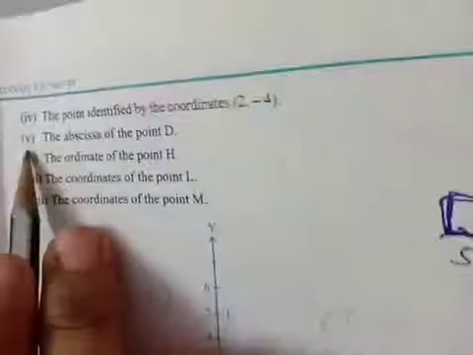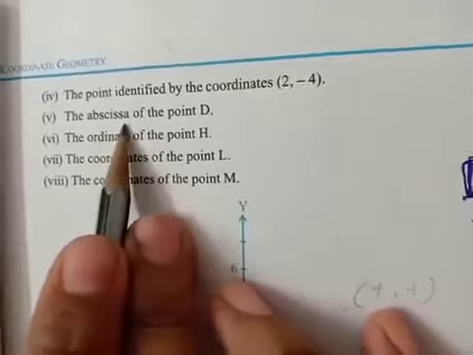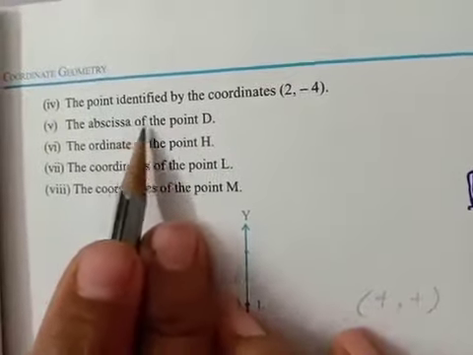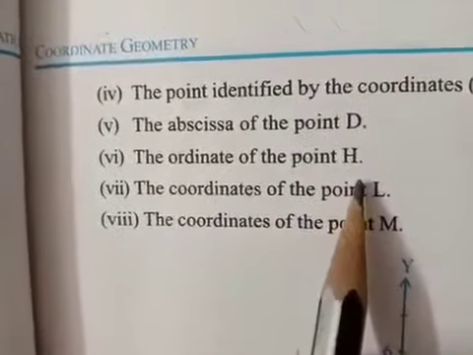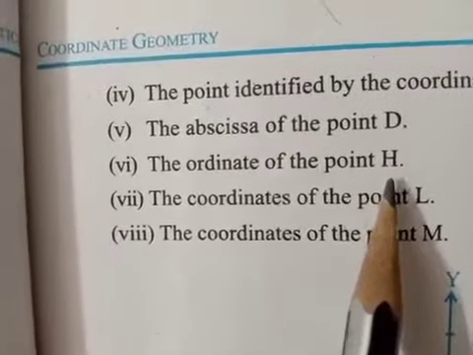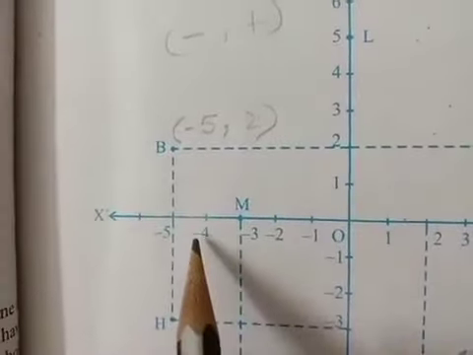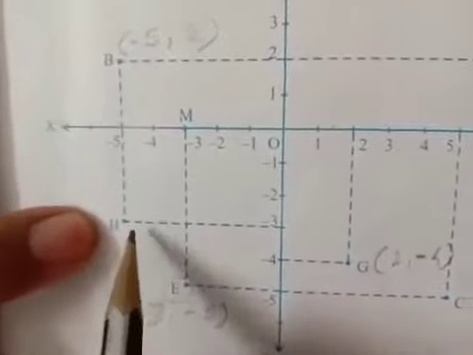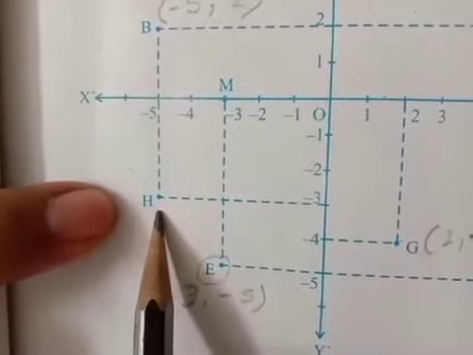Now the fifth question is the abscissa of point D. The abscissa is the x coordinate. So what is the x coordinate of D? It is 6. Now the ordinate of the point H. What is it? It is the distance measured from the x-axis. So what is the distance of H from the y-axis? It is minus 3. So the ordinate of H is minus 3.